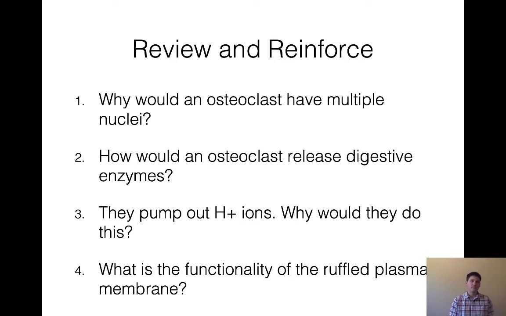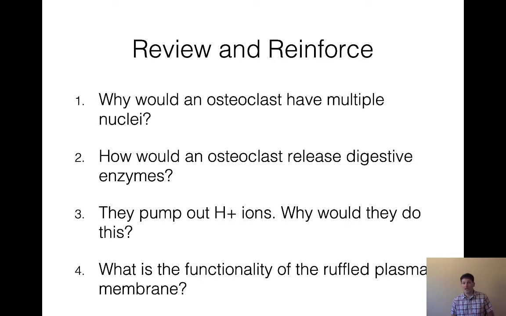So how'd you do? Number 1, why would an osteoclast have multiple nuclei? Well, if you think back to what we talked about with skeletal muscle, we need to have a lot more genetic coding so that we can produce a lot more substances. Osteoclasts need to produce a lot more product because they are responsible for breaking down bone, so they're going to have to produce more enzymes. Number 2, how would an osteoclast release those digestive enzymes? Well, if they're being produced inside the cell, they're being released through lysosomes to the cell surface and secreted onto the bone to digest that bone.